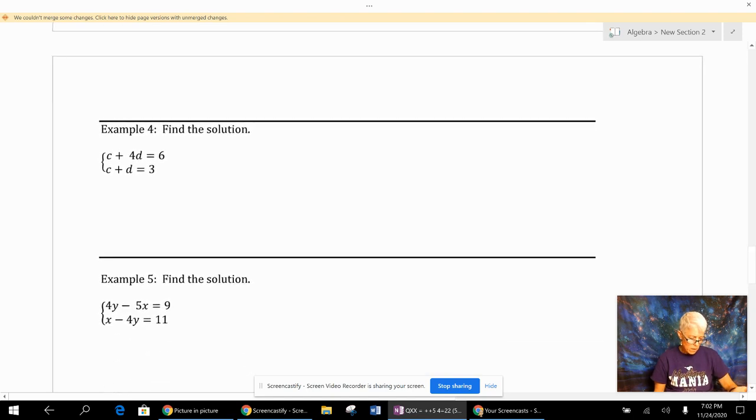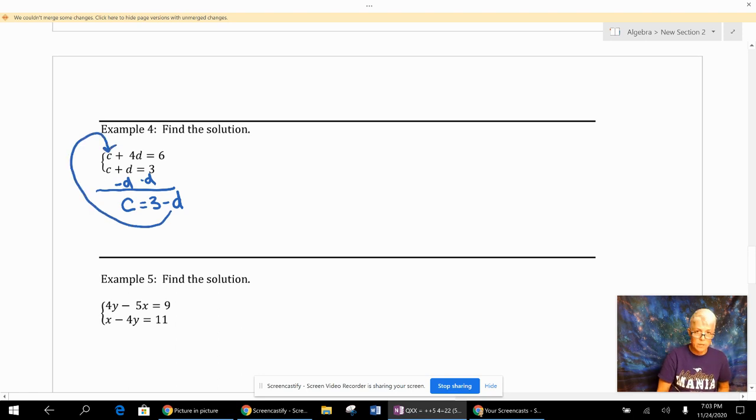All right, here I have, there's nothing sitting by itself. I need to have a variable on one side of the equal sign all by itself. So what I'm going to do is take this right here and subtract d from both sides. Now I have 3 minus d. I have a variable all by itself. Once I have that, I can take this and substitute into the other equation. So that's what I'm going to do.